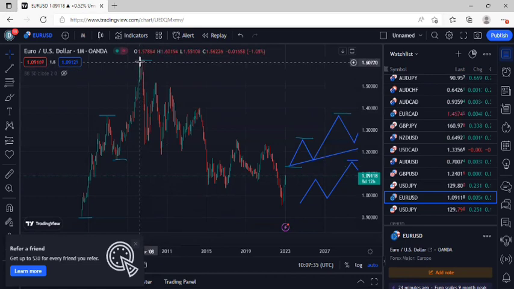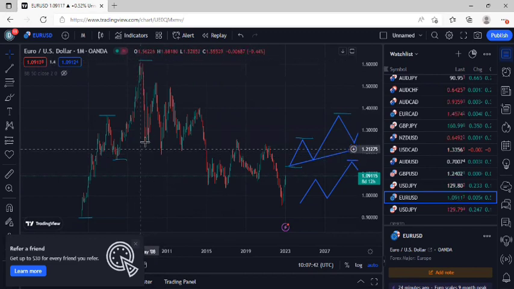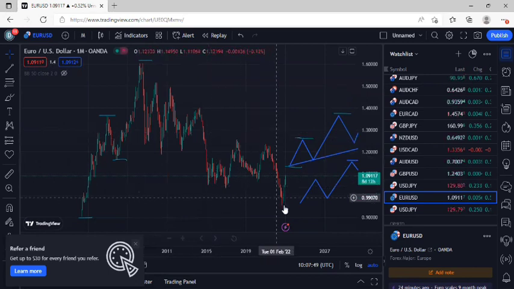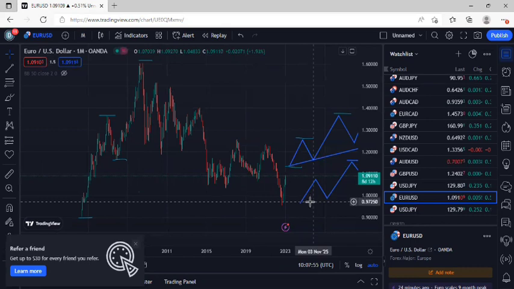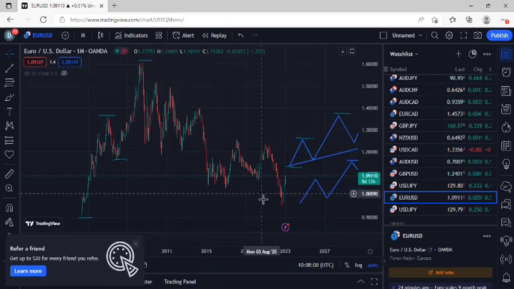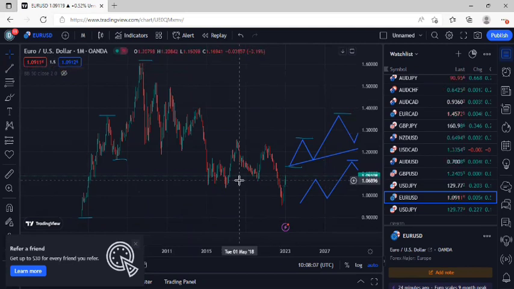You can see it has now begun to print lower high, lower low, lower high, lower low, lower high, lower low, lower high, then another lower low. So for this one, we are in a downtrend already for Euro USD. So Euro USD now is in a downtrend. So that is how you know the direction.